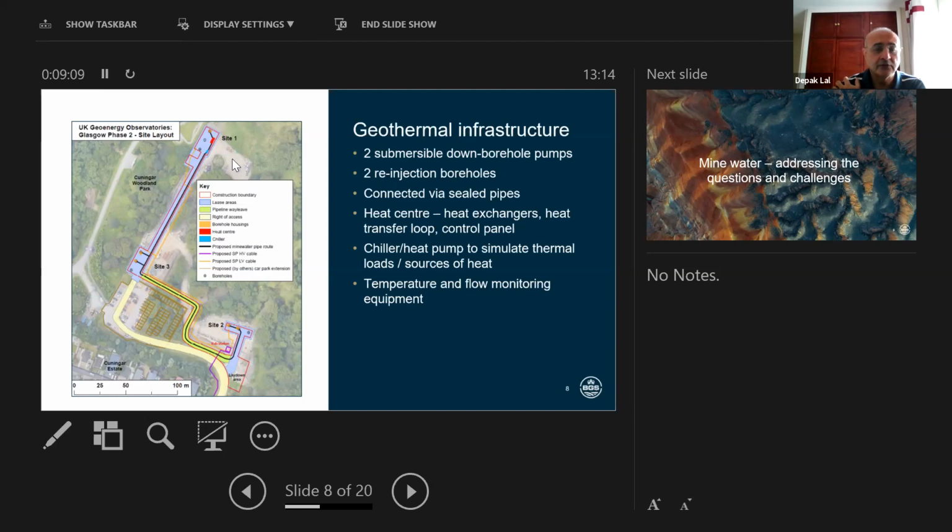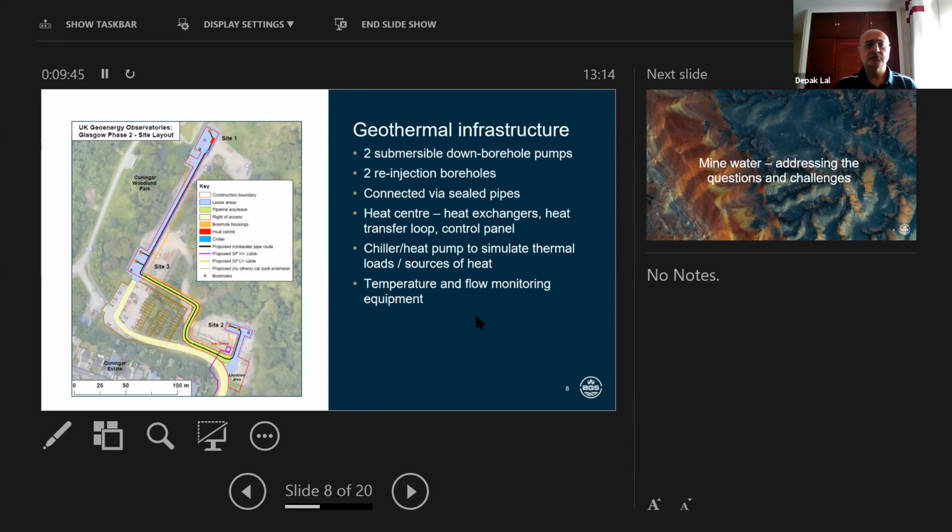So we don't have a need for customers on the site, to enable people to do various kinds of development work and research. As I said, that infrastructure should be ready within a matter of a few months. So in summary: 2 submersible down borehole pumps, 2 reinjection boreholes connected by sealed and insulated pipes, a heat center and a chiller, and temperature and flow monitoring equipment to monitor what's going on inside this phase 2 infrastructure.